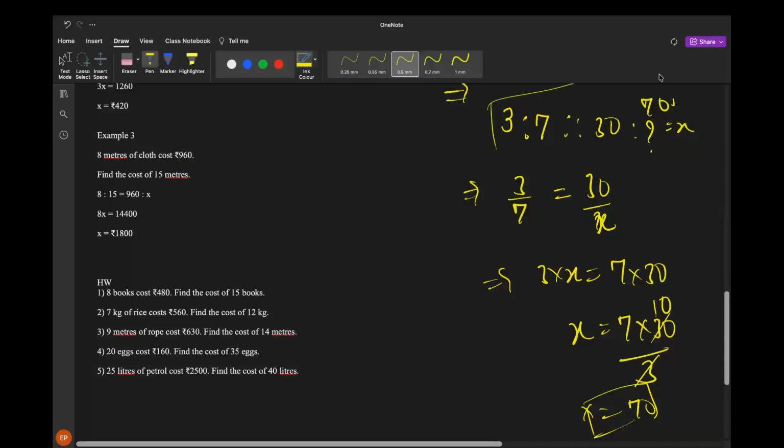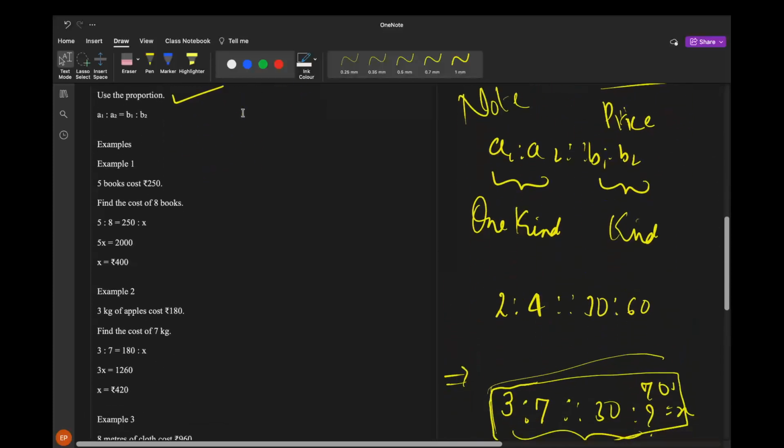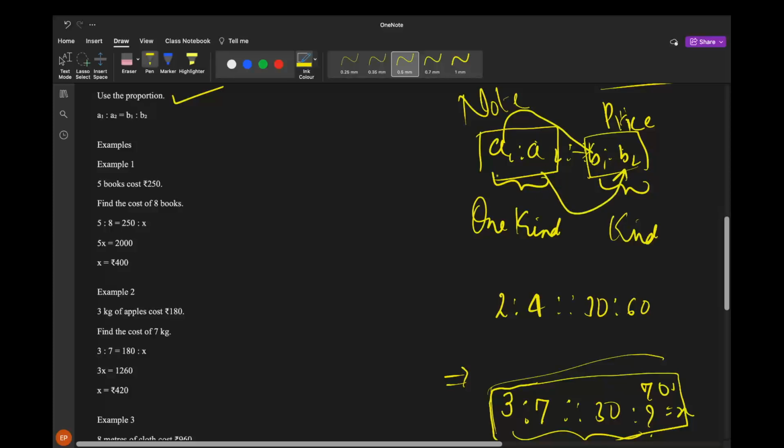This is what proportion helps with, directly proportional. Easily you can write in this form and calculate the unknown value. That's it. Okay. And please note, this should be one kind and this should be another kind. This is notebook, this is price. Write the notebooks here only, prices here correspondingly. This notebook's price should be here, this notebook's price should be here.